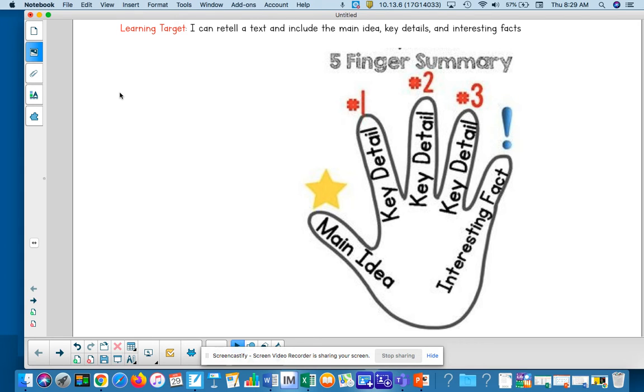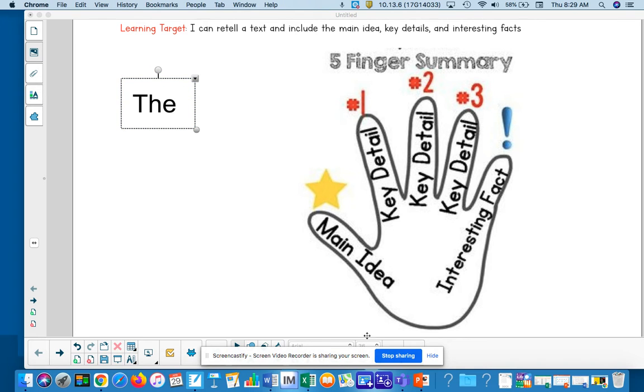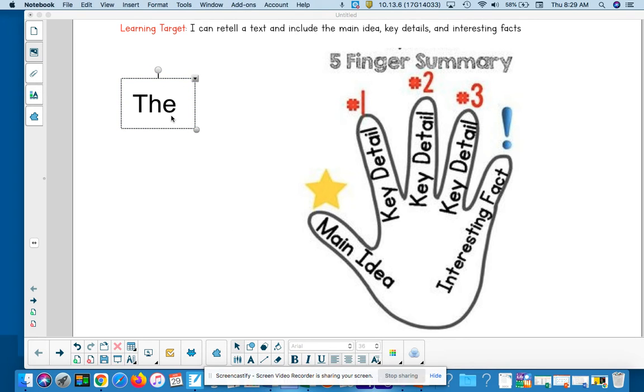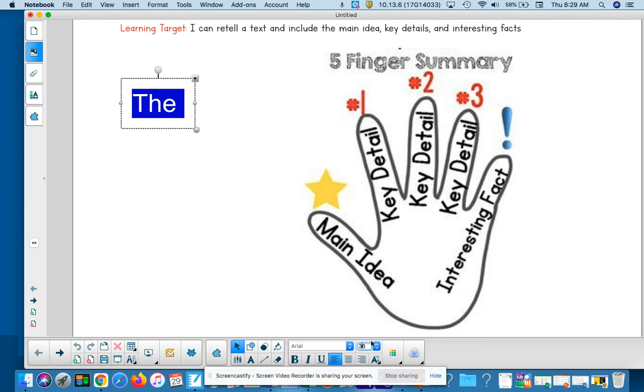So now what I want to do is record my retell, starting with the main idea. So I am going to put this here. I'm going to change the size of this. Okay.